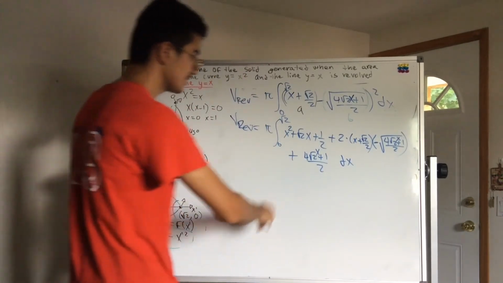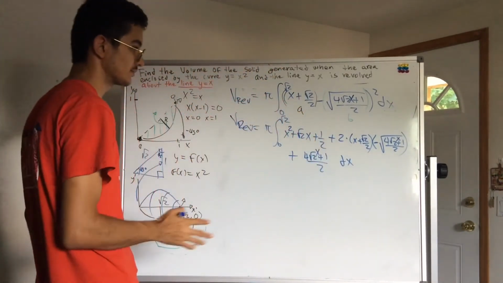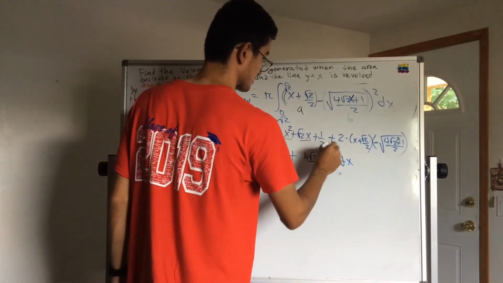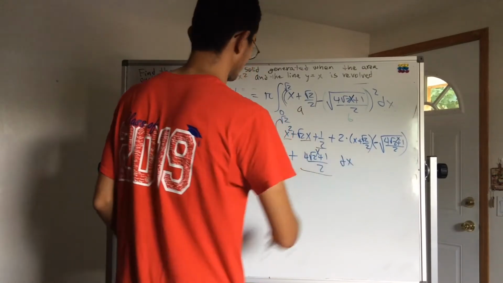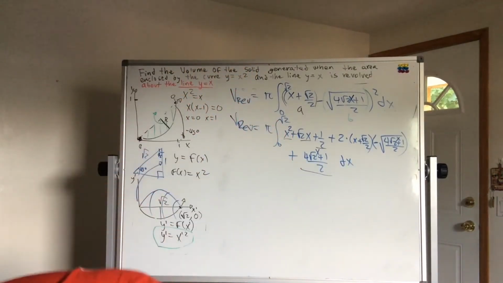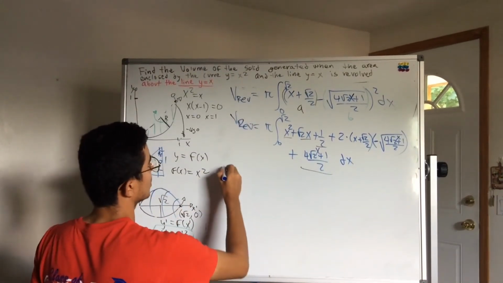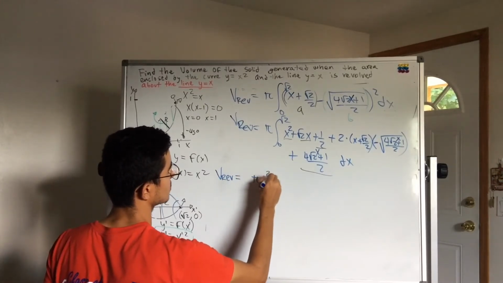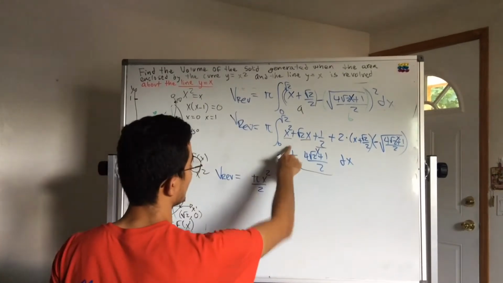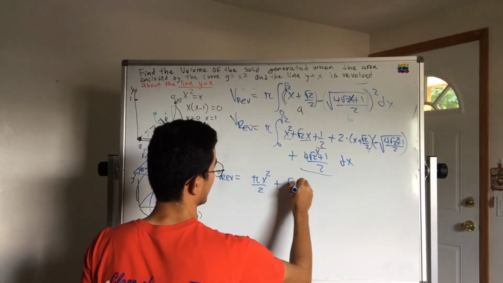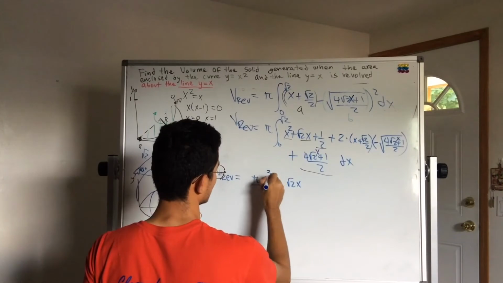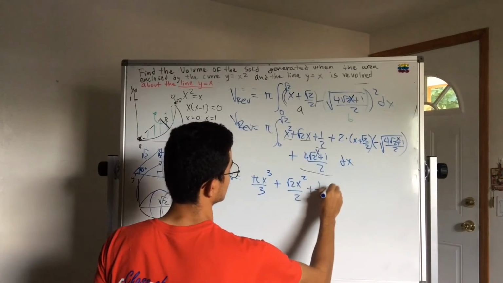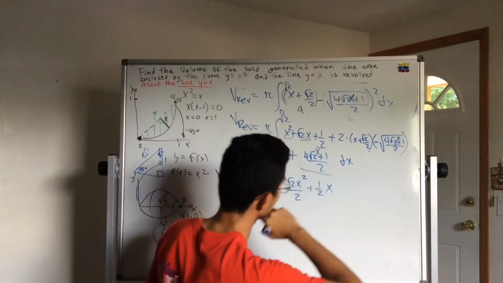Alright, now let's integrate the first terms that we think are easy to integrate. We can integrate this, and this over here. We're going to leave this to the end, that's the more complicated part. So the volume of revolution is equal to pi times x squared over 2 plus root 2, I mean this is x cubed, x cubed over 3, root 2 x squared over 2, plus 1/2 x. And then we're going to integrate this as well.